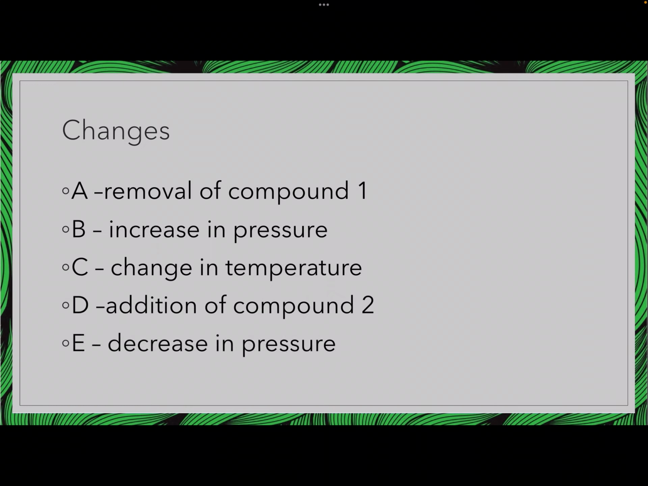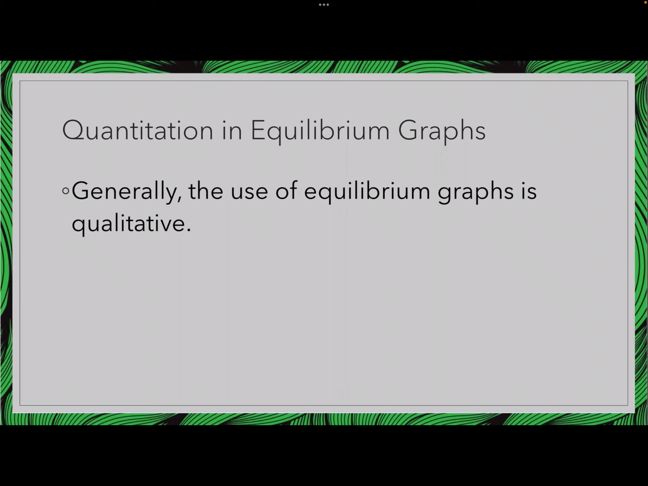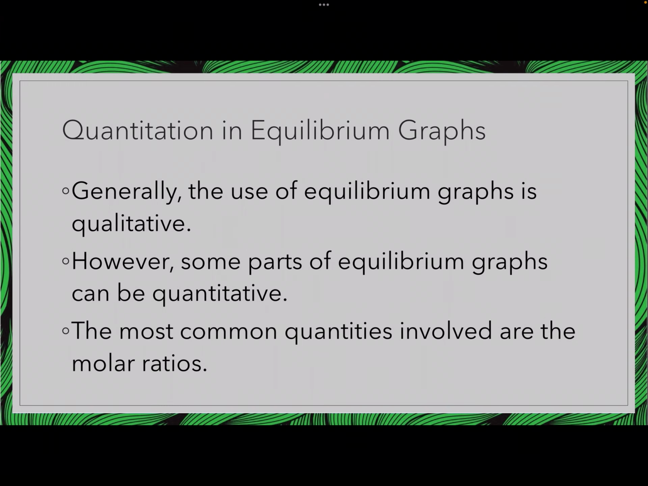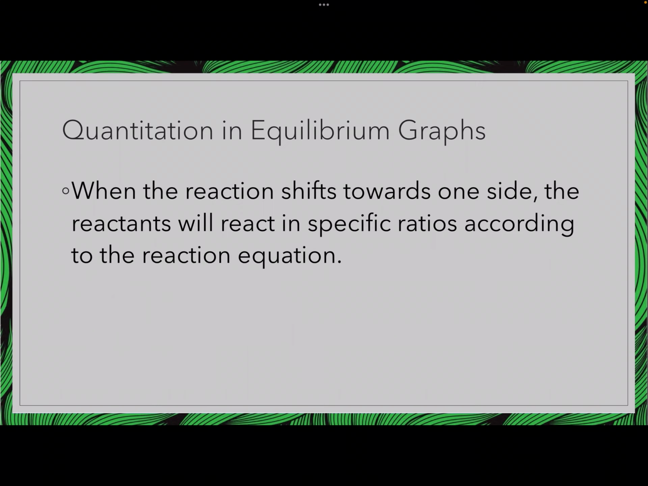Now, there is a bit of quantitation in equilibrium graphs. Most of it is qualitative, so we could say, okay, which way is it going to go, and we can draw it out a little bit. But there is a bit of quantitation that can be important for some HSC questions. The part that is quantitative is generally to do with the molar ratios. Now, what do I mean by that? Basically, when the reaction shifts towards one side, the reactants react in the specific stoichiometric ratios according to the reaction equation. These ratios are then reflected in the graph.